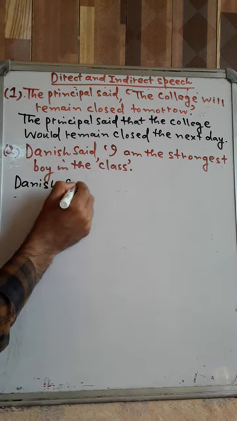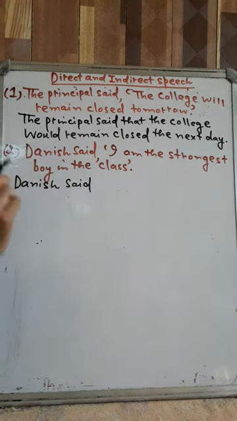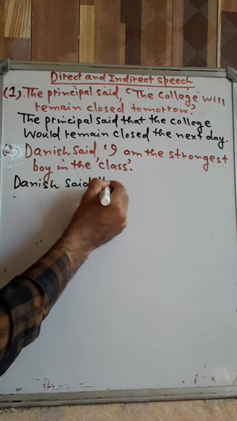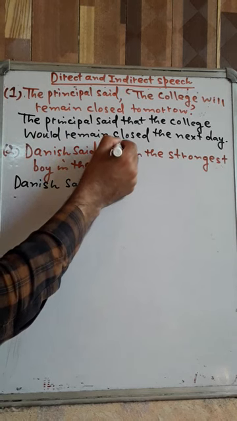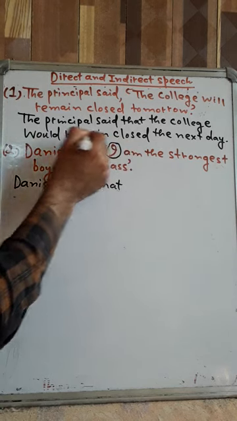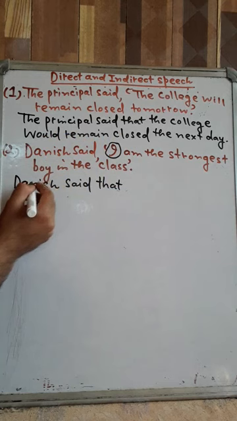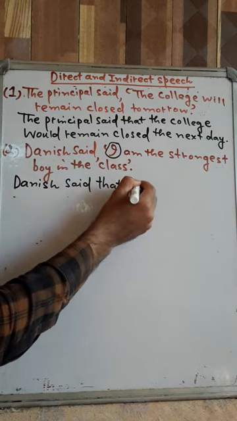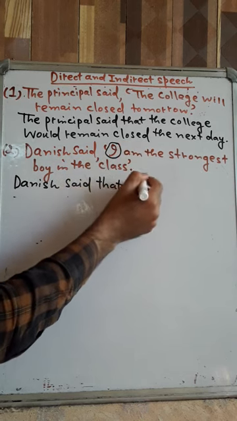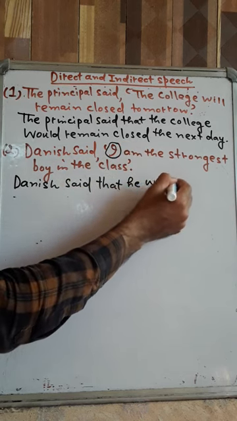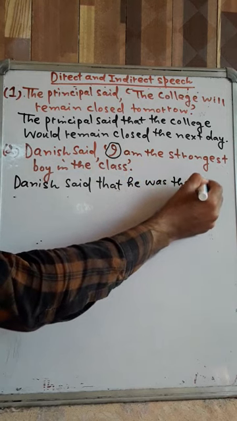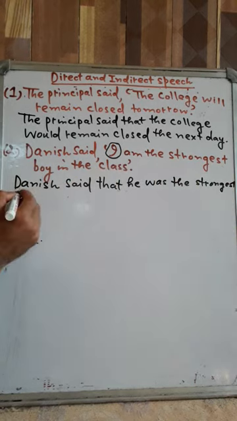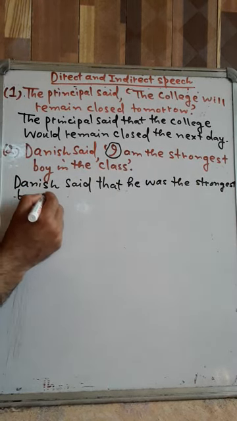Danish said, comma and inverted commas are removed and replaced by the conjunction that. Now here we have first person pronoun, changed according to the subject. We have here Danish. Danish said that he. Am is changed into was. The strongest boy in the class.